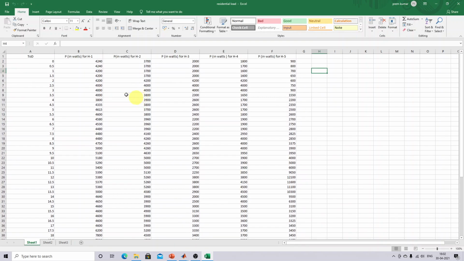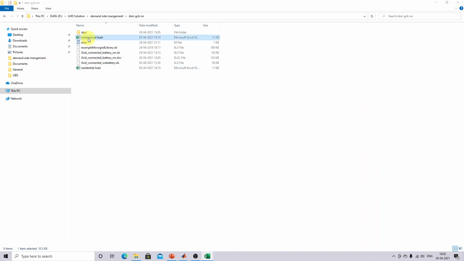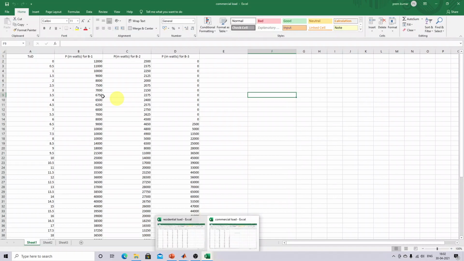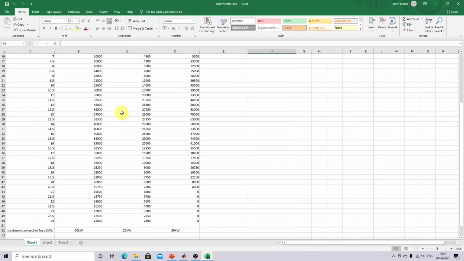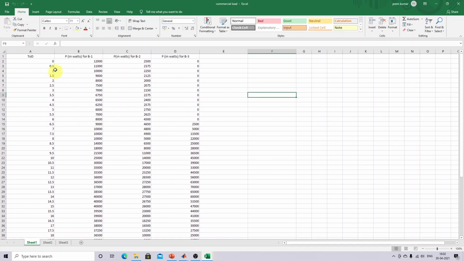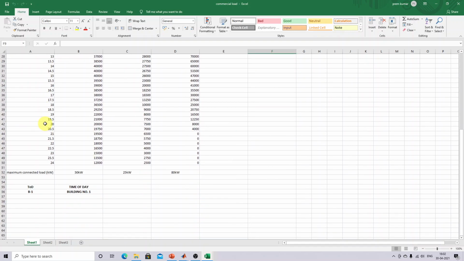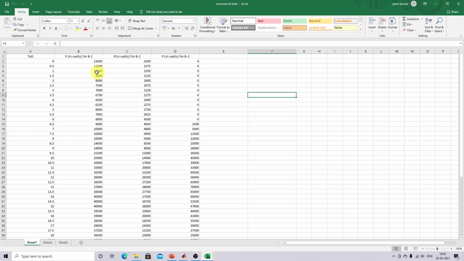So this is the residential load data. And then you can see here commercial load data. So this is a commercial load data, or we can call it industrial load, or store or shop relevant load, right? So the data is given for 24 hours for every 30 minutes. So these are the changes in the commercial load 1, 2, and 3.